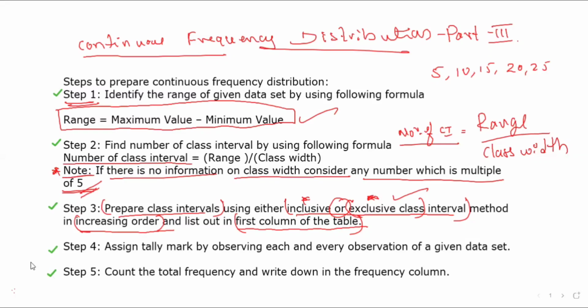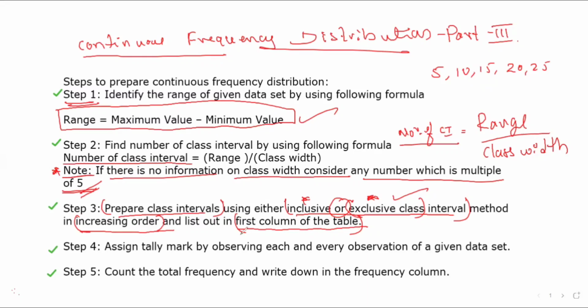Once again, I'm going to recapitulate. Step number 1, identify the range by using the formula maximum value minus minimum value. Step number 2, find the number of class intervals using the formula: number of class intervals equals range divided by class width. If there is no information on class width, consider any multiple of 5. In step number 3, consider either the inclusive or exclusive method. In step number 4, assign the tally marks. In step number 5, count the total tally marks and write them down in the frequency column. These are the 5 steps involved in constructing a continuous frequency distribution.